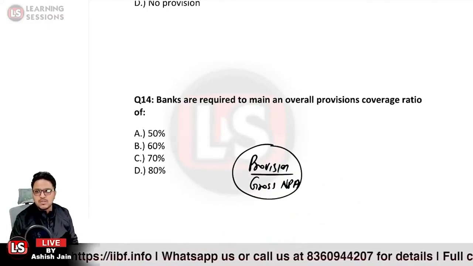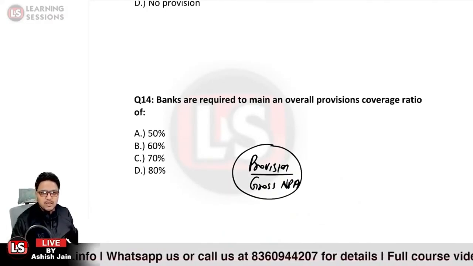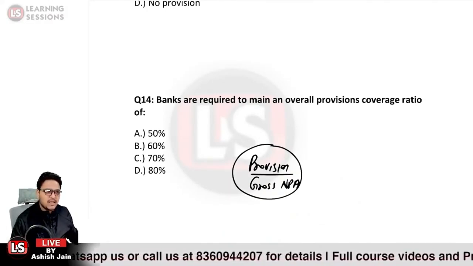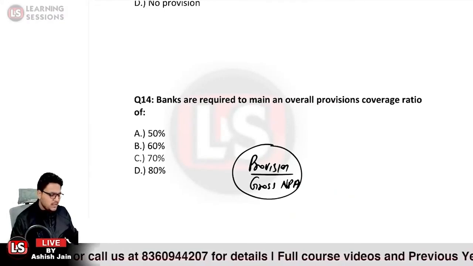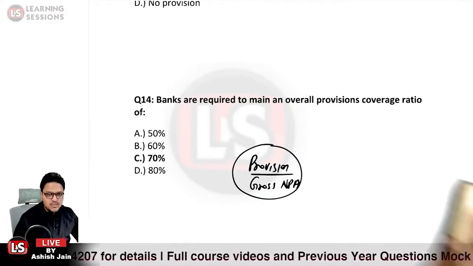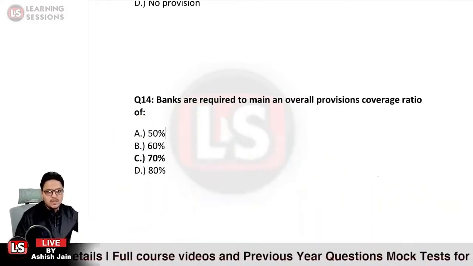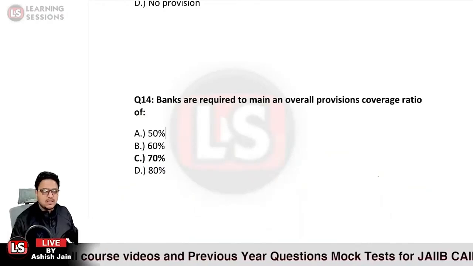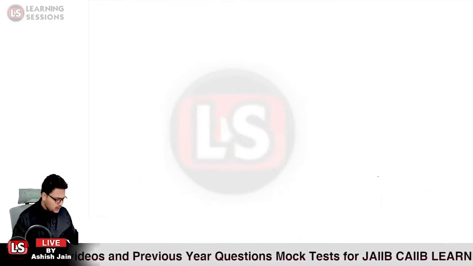It is option C. Banks are required to maintain an overall PCR of 70%. So option C over here is the right answer. That would be all related to this particular unit.